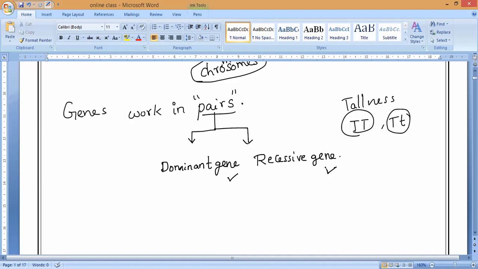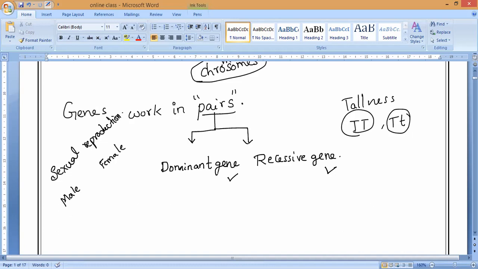A recessive gene. Now we are talking about sexual reproduction. Sexual reproduction means how many parents are involved, guys? Single parent or two parents? Two parents. Is it yes or no? So in sexual reproduction, one is the male parent and another one is the female parent.